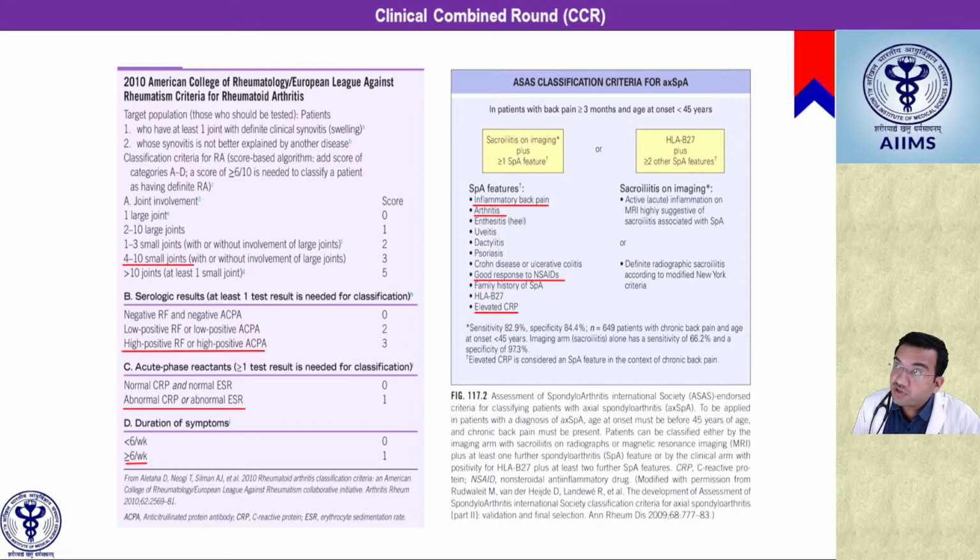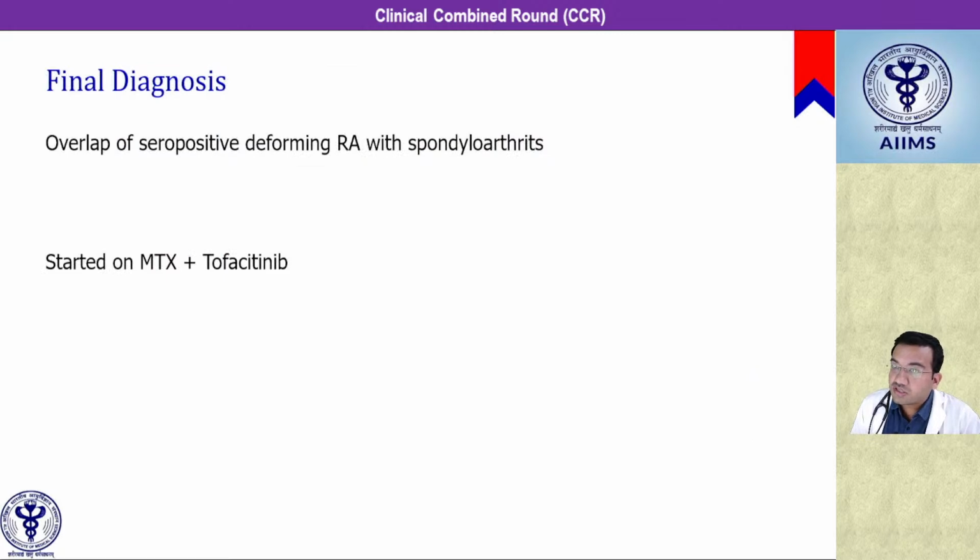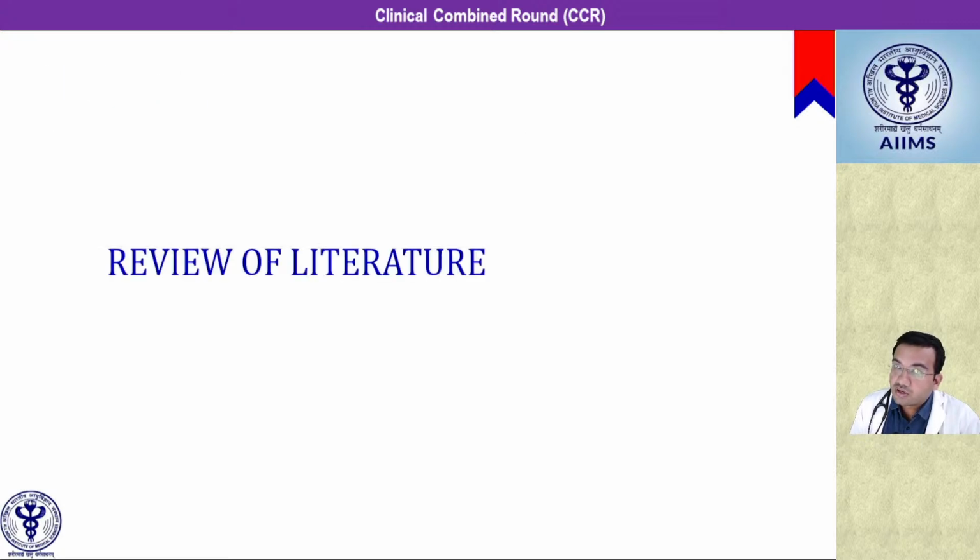But in this case, we had an MRI that was suggestive of sacroiliitis with inflammatory back pain, arthritis, and there was a good response to NSAIDs, and there was elevated CRP. So our diagnosis in this case was overlap of seropositive deforming RA with spondyloarthritis, and patient is being started on methotrexate plus tofacitinib. A review of literature will be done by my colleague Dr. Nadeem.